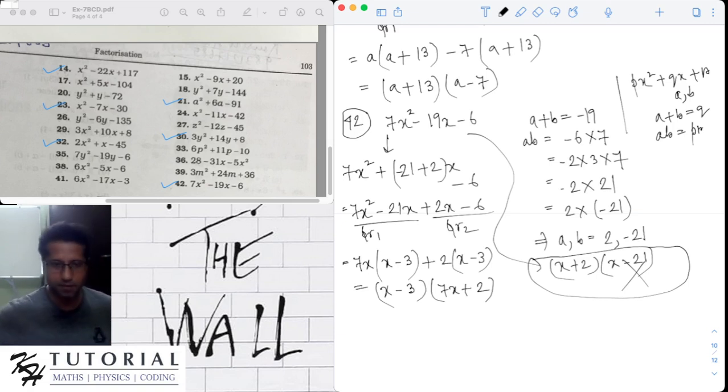So this brings to an end the solving of the problems of exercise 7b, c and d based on the concept of factorization of some special forms of polynomials.